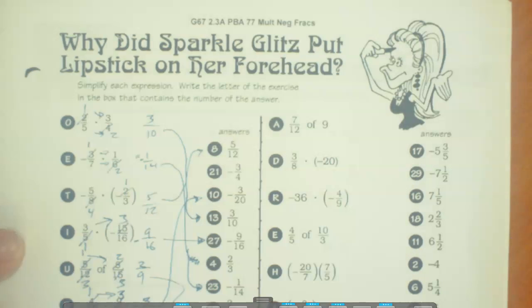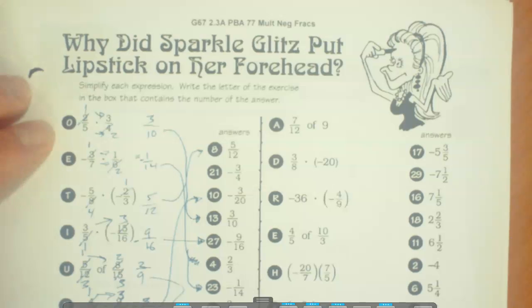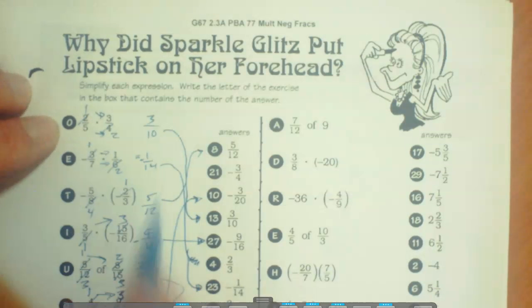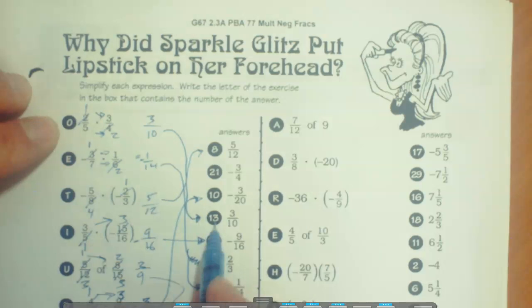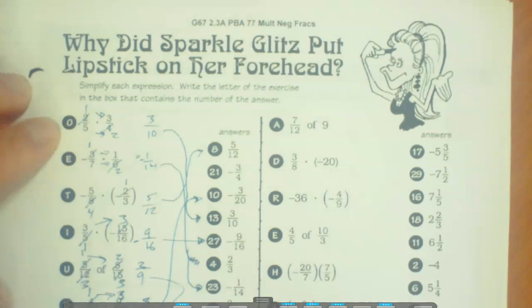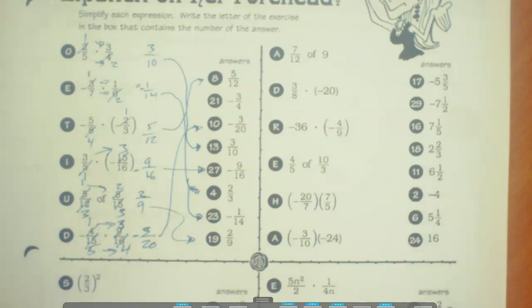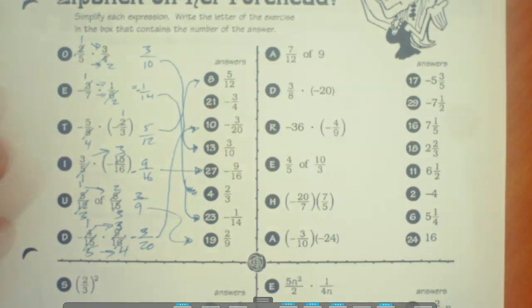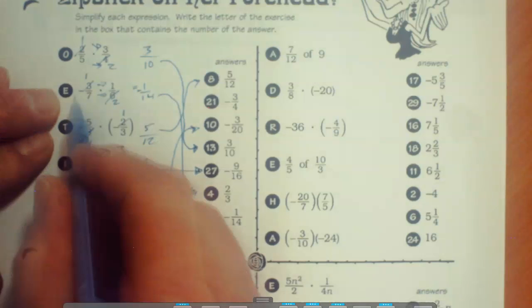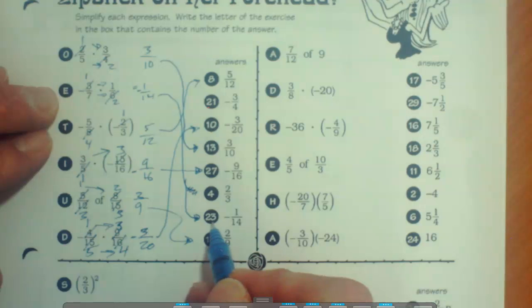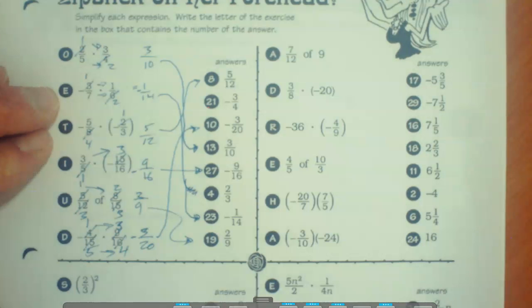All right, what are we supposed to do here? Write the letter of the exercise in the box that contains the number of the answer. So let's see. O went down to 3/10. O was 13. So we go to 13, and I'm going to put in an O down below. I don't think you can quite see that. And I really don't care about the puzzle much, but you can try to figure that out if you want. So looks like this was negative 1/14. So for 23, we're going to put E, and so on.